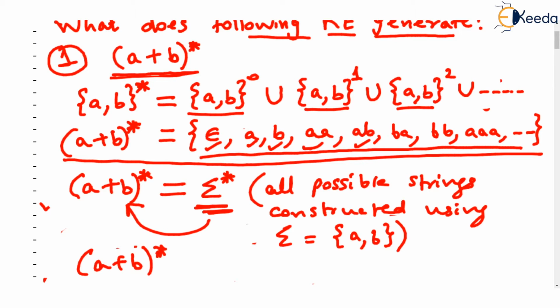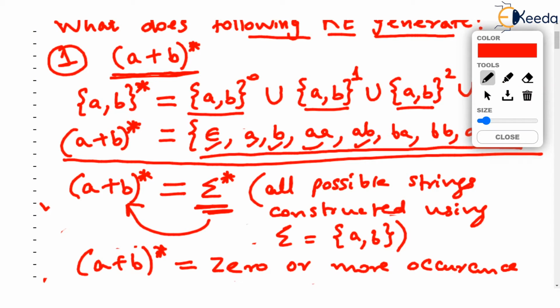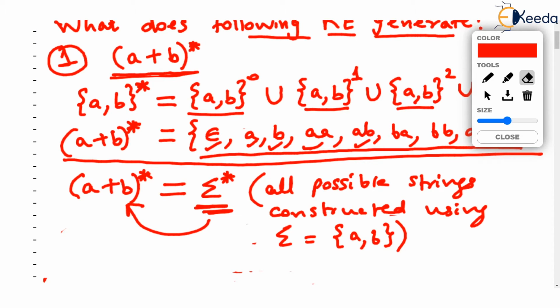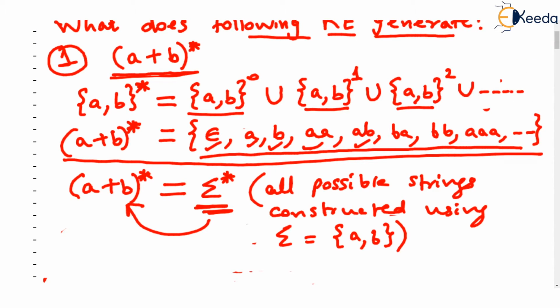It is easy to see that epsilon will be included because there is closure, and closure basically means zero or more occurrences. So it is but natural that when you have anybody's closure, epsilon will be there in that particular set. It is important that you put it in words like this: (a+b)* will recognize all the strings which are made up of a or b, of any length and of any sequence.